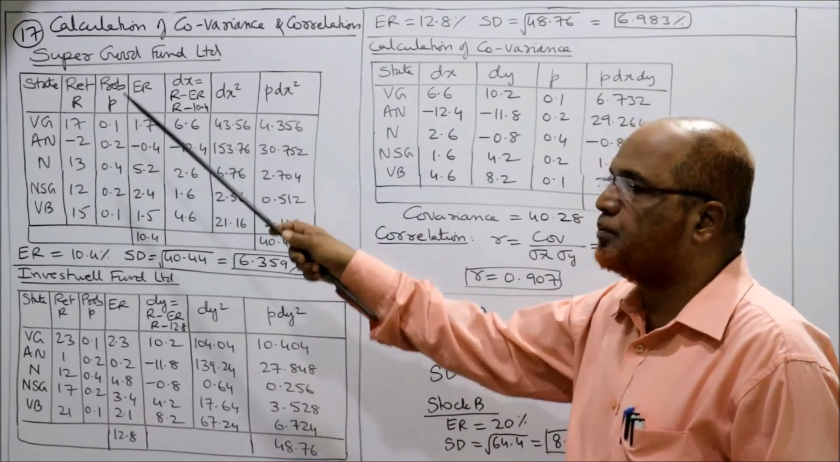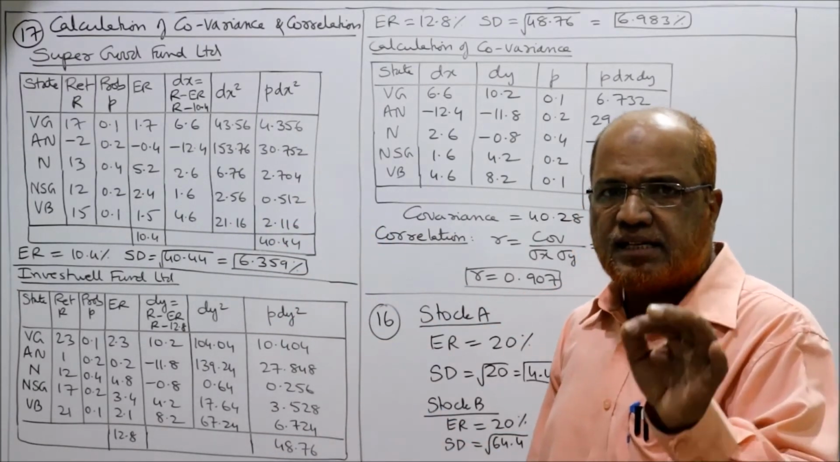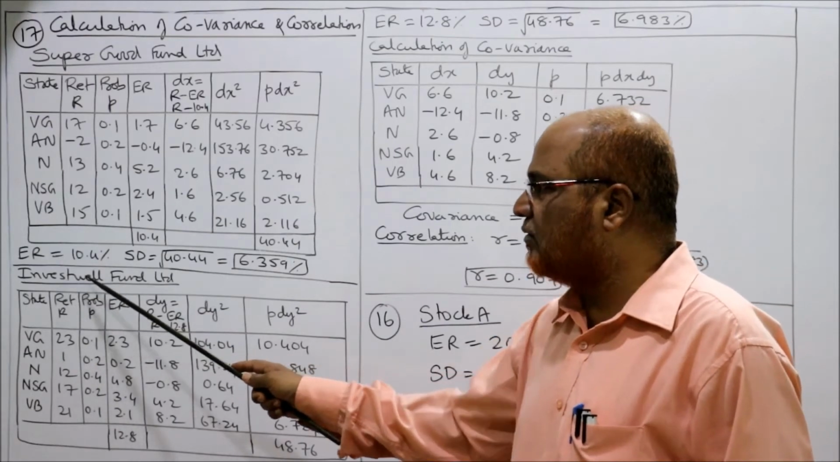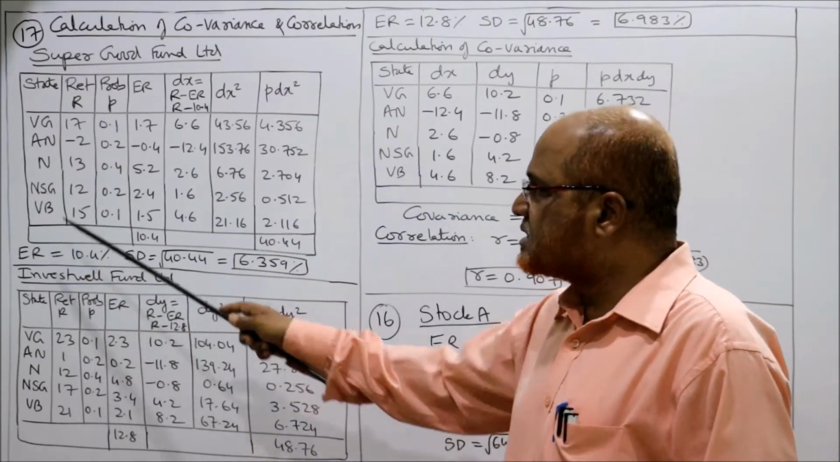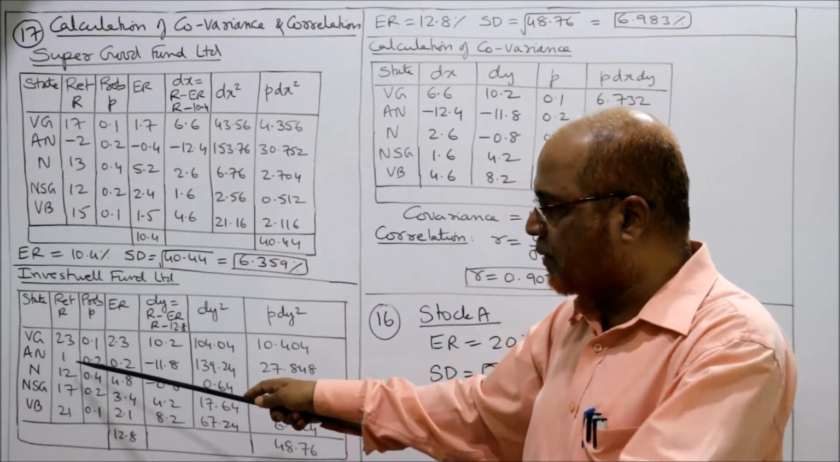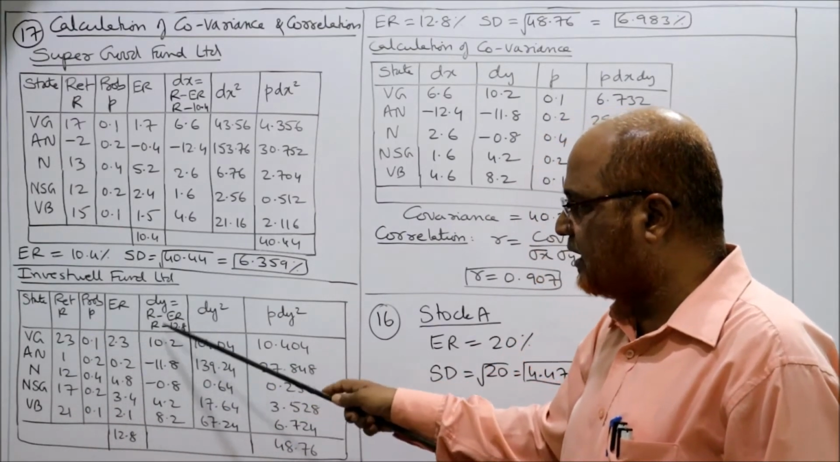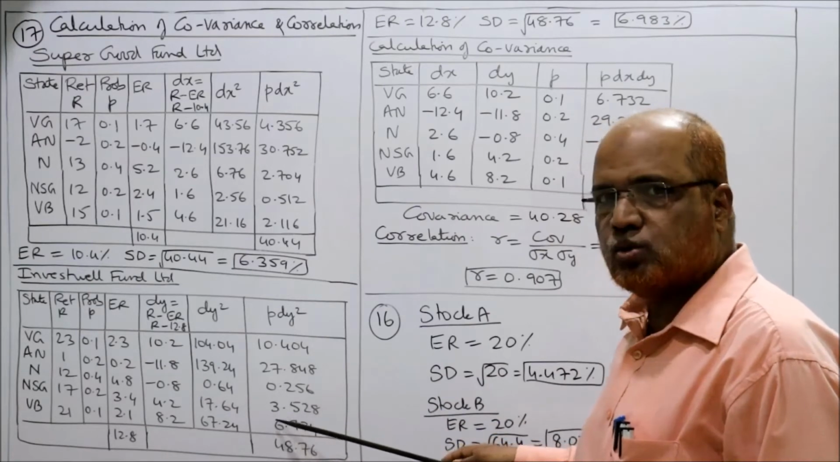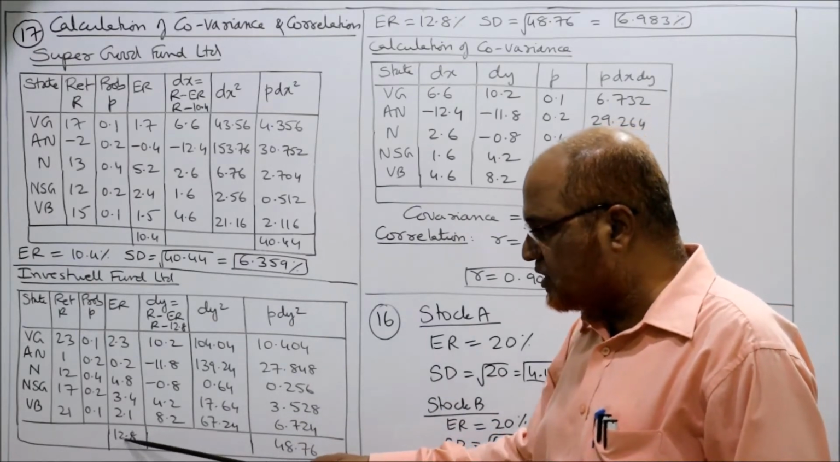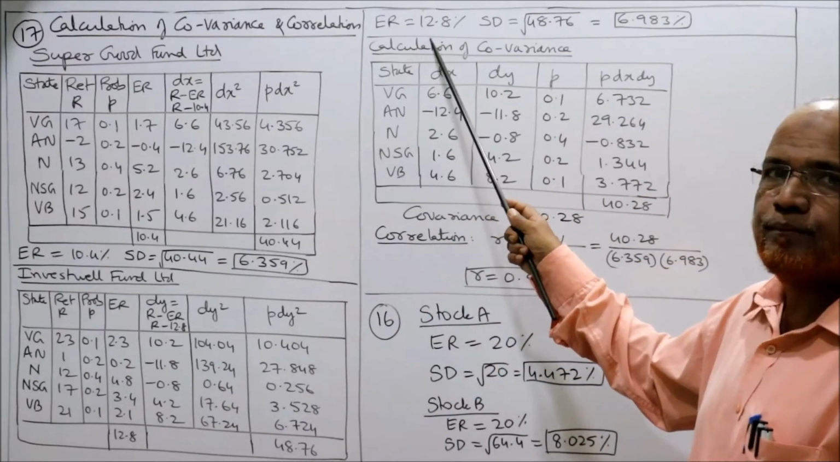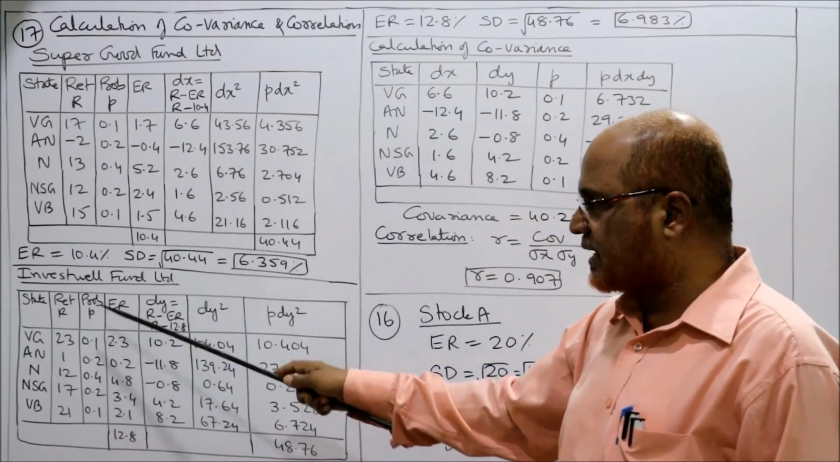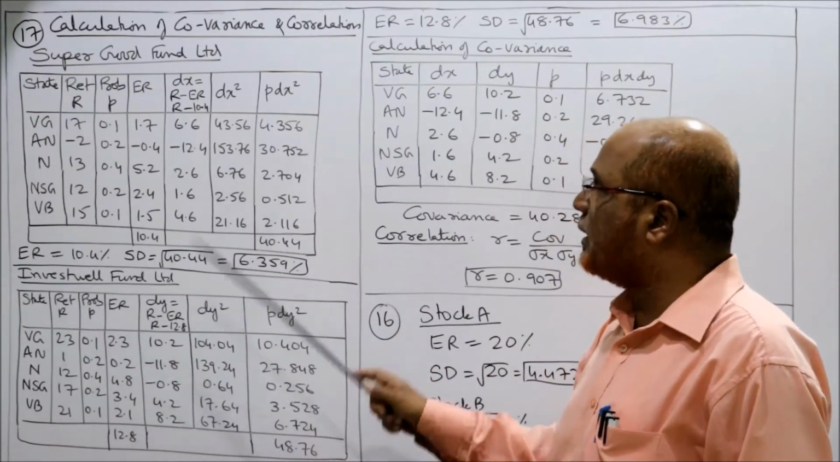We have calculated for Super Good Fund. Exactly the same way you have to calculate for Invest Well Fund Limited. State of economy is the same, returns are given in the problem, and probability is given in the problem. Multiply to get the expected return and P dy square. Then expected return is 12.8%. Expected return of the second company, Invest Well Fund Limited, is 12.8.